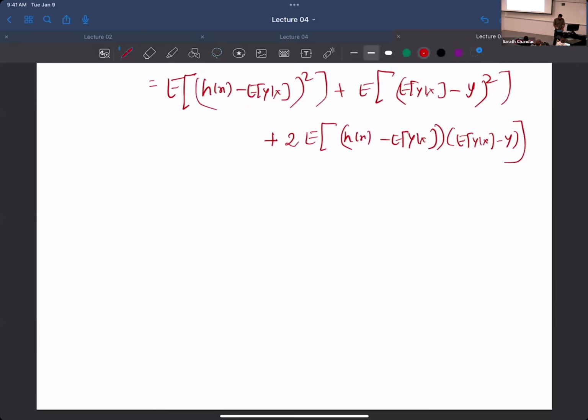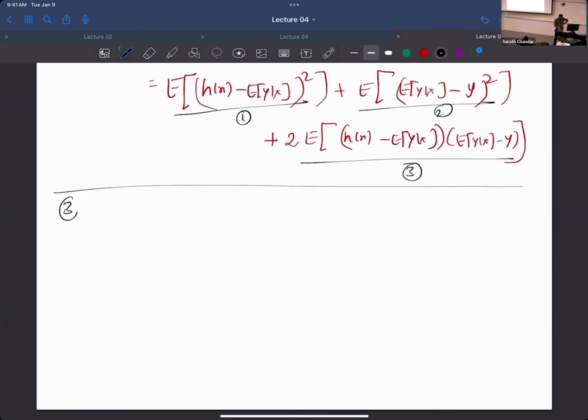Okay, we're going to simplify each of these terms. Let's just call them term 1, 2, and 3. First I'll show you that the third term is just 0, so let's get rid of it.